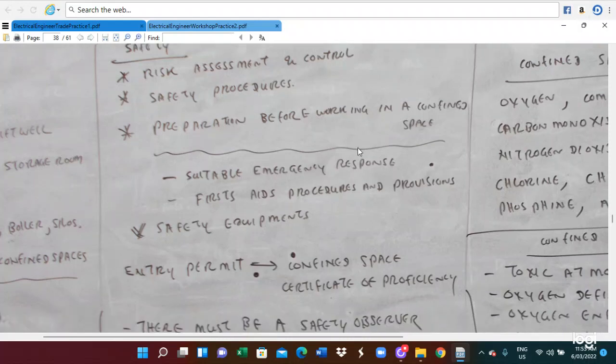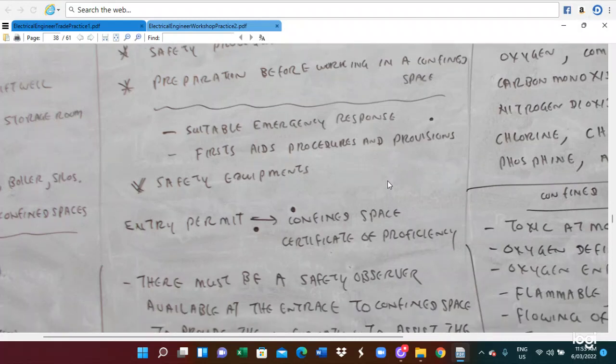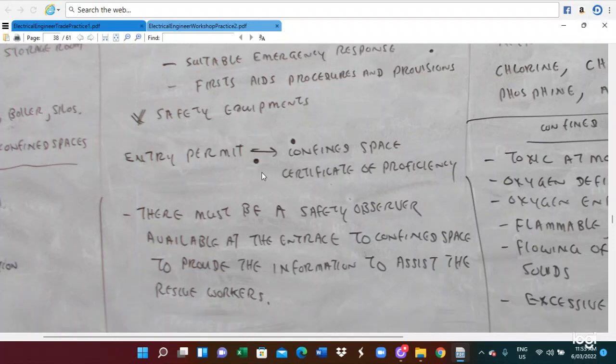Preparation before working in the confined space means that the suitable emergency response must be followed, and also the first aid procedure and provision must be followed. Also, you have to utilize the appropriate safety equipment. The entry permit is an important aspect. When we are working in the confined space, the confined space certificate of proficiency must be possessed by the worker who will work in the confined space.